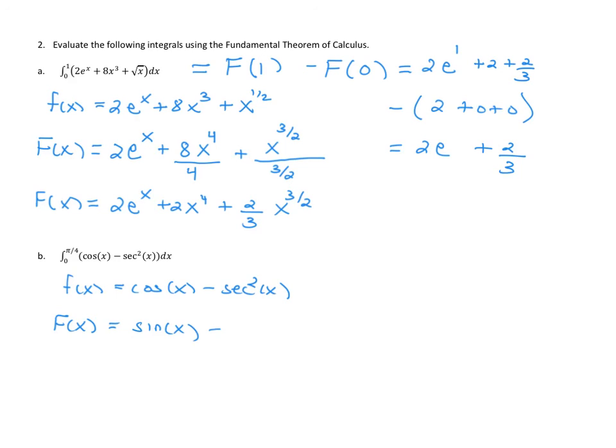Minus secant squared. Can I think of a function whose derivative is secant squared? This is one where we just have to refer to the rules that we developed earlier in the semester. We said that the derivative of tangent is in fact secant squared. So this is the antiderivative that I'm going to use. Again, nothing left to simplify. It's just a matter of putting in pi over 4, and then putting in 0, and taking the difference.